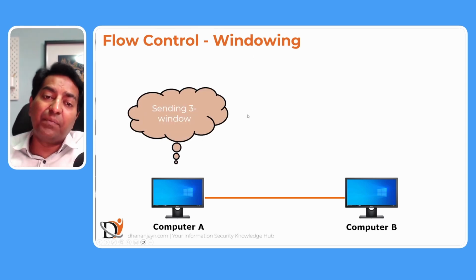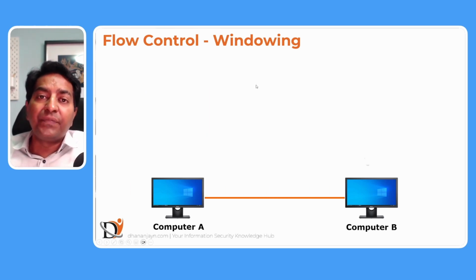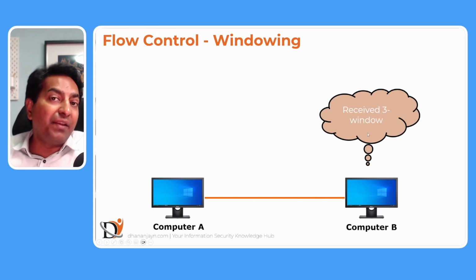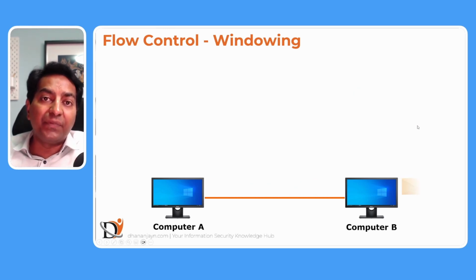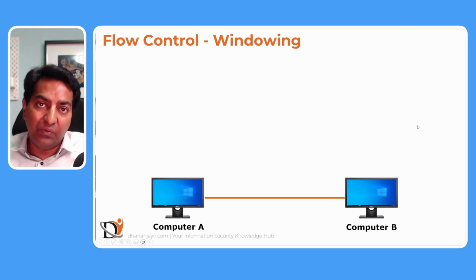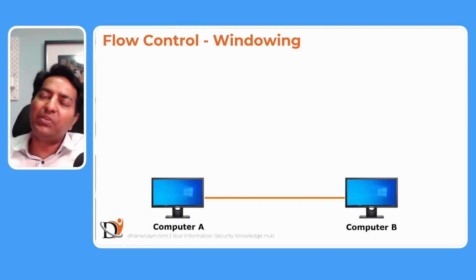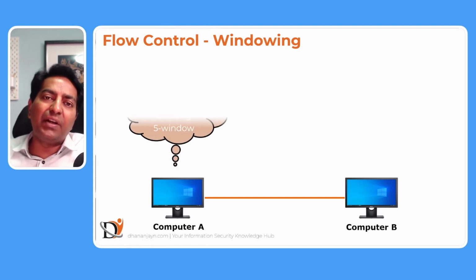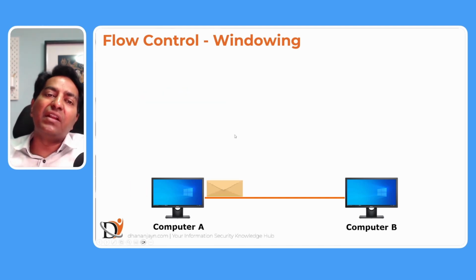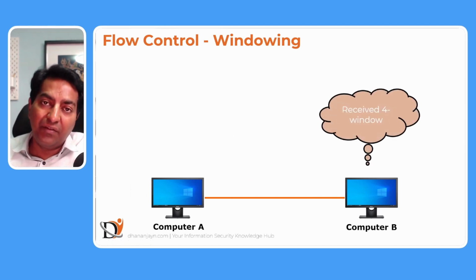Suppose the client, computer A, sends three windows. Now the receiver has received all those three windows, and it will revert back that it has received those three windows. So computer A can understand that sending three windows is going smoothly. Now it will try to send some additional windows. This time it sends five windows.